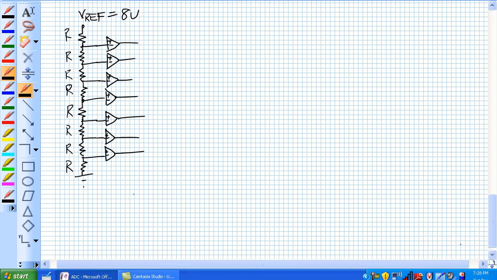And now to complete this whole thing, all you need is every single one of these non-inverting inputs tied together. And this guy right here, that's to our V in. That is whatever we want, our analog value. I'm going to call it V analog. That's our analog signal.